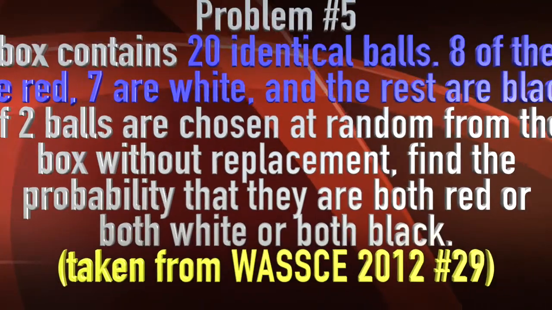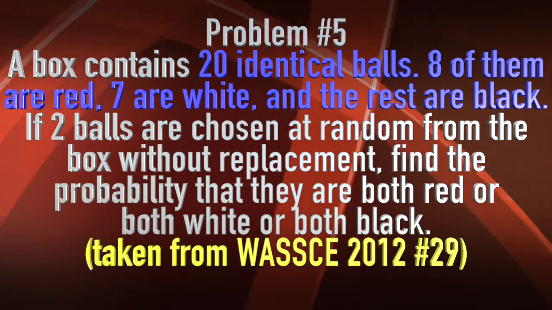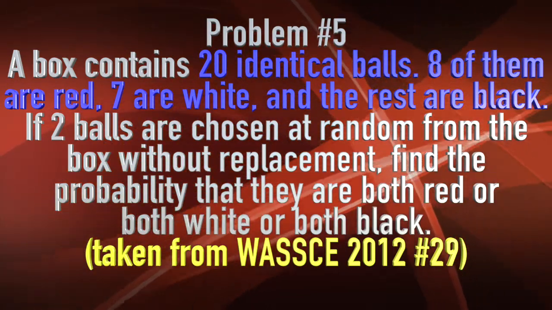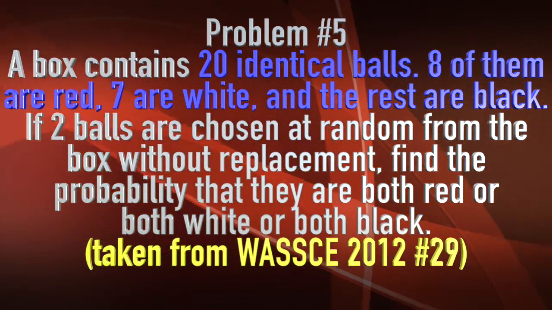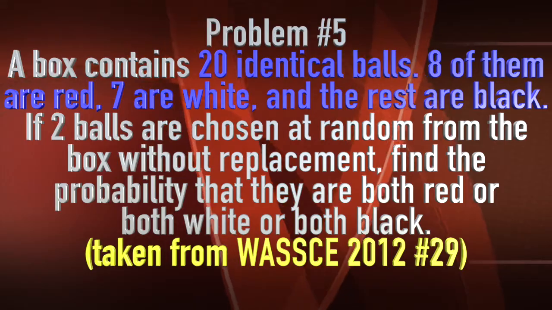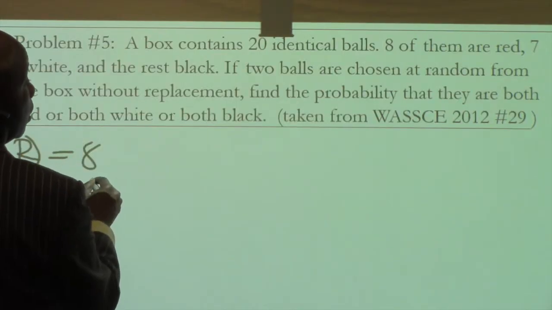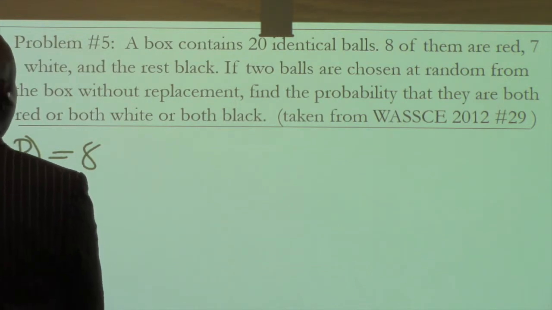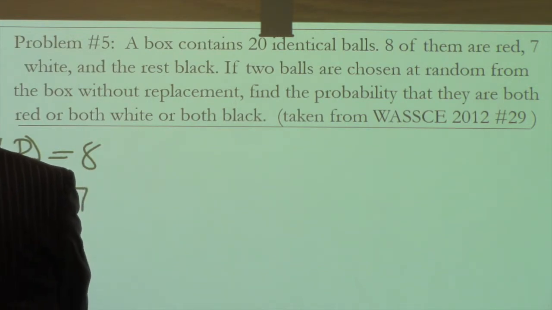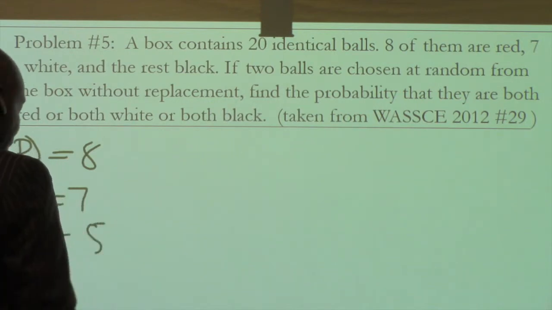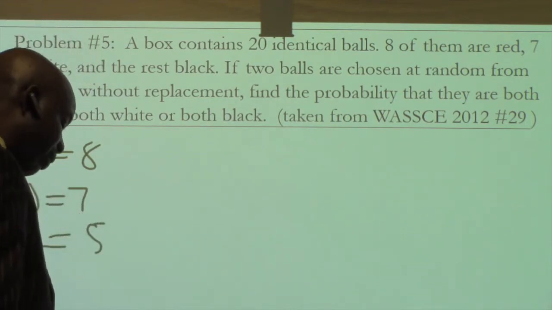Suppose a box contains 20 identical balls. Eight of them are red, so the number of red is going to be 8. And 7 are white, the number of white will be 7. And the rest will be black. So the number of black, I think that's going to be 5, because 7 and 8 will be 15. Take that from 20, that will be 5.